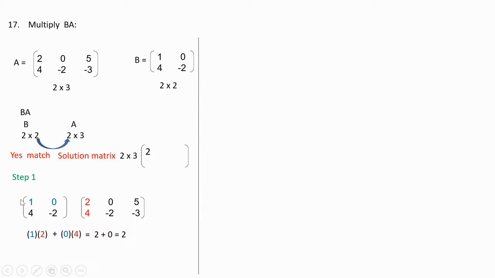Then step 2, I'm going to multiply the first row times the second column. And here, guys, I color-coded it so you guys can see what I'm multiplying. Right, so this is my second column. So it's going to be 1 times 0 plus 0 times negative 2. So it's going to give us 0 plus 0. So the answer is 0. So the 0 goes on the first row, second column.